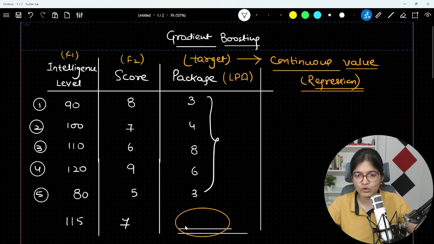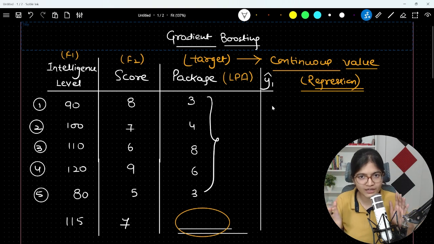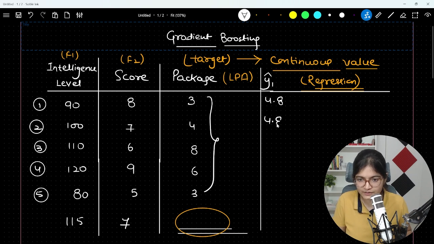One thing you will observe is that this model M1 gives the prediction y1 cap, which is nothing but the mean value in the very first iteration. Be it any intelligence level, be it any score, we are not applying any real machine learning model. It is simply giving the average of all the given target records. So in all the iterations, the result we get is 4.8. We have 5 records available, and for every specific record, our result is 4.8.